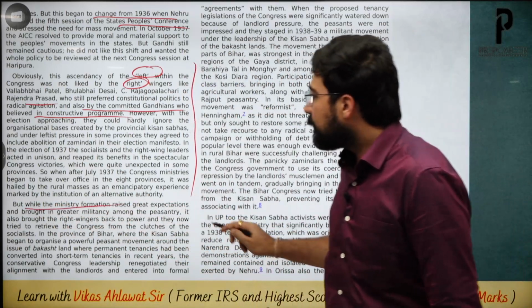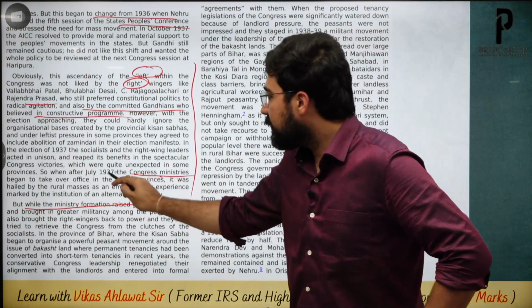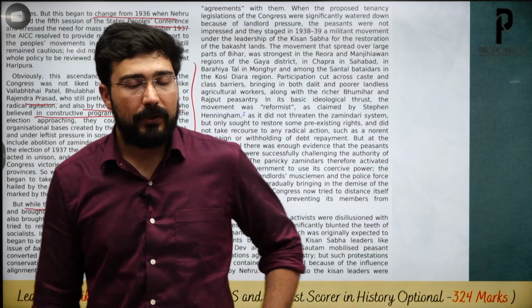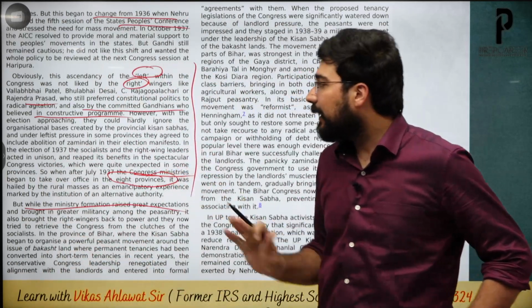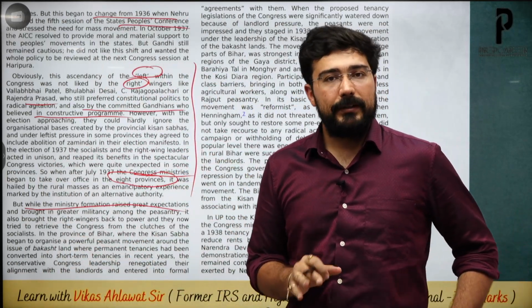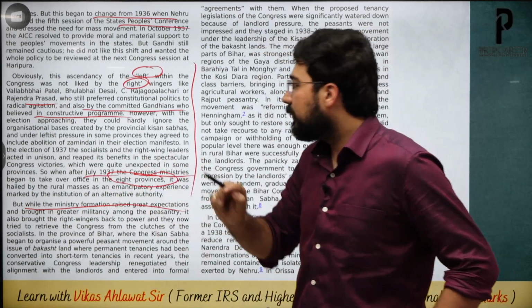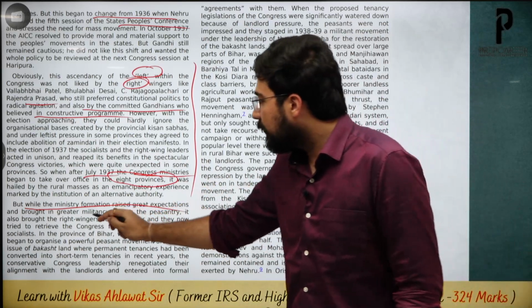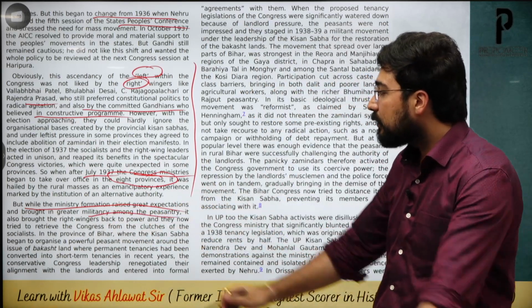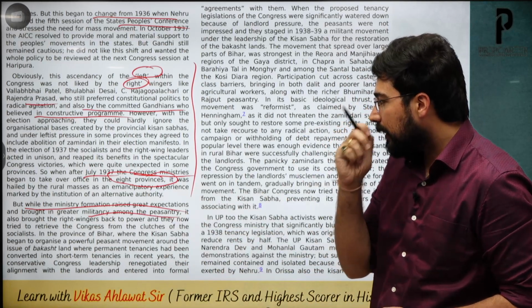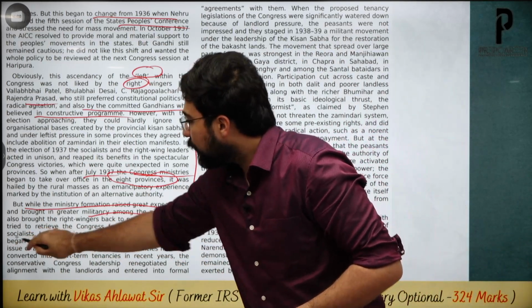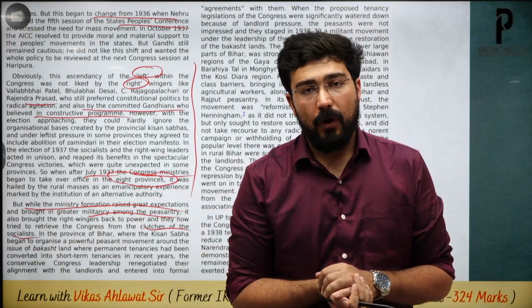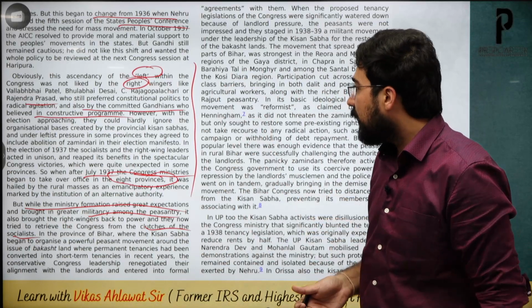Then next part talks about again these ministries, that ministry came in 8 provinces. So all of us need to understand how many provinces were there. So around 11 provinces were there, and out of that, in 8, the Congress was able to get their ministry in July 1937. Okay, then while the ministry formation raised great expectation, brought greater militancy among the peasantry, it also brought right-wingers back to power, and they tried to retrieve the Congress from the clutches of socialists. So the game of socialist versus the right has already begun within the Congress in the 1930s, and this became the defining decade for us.